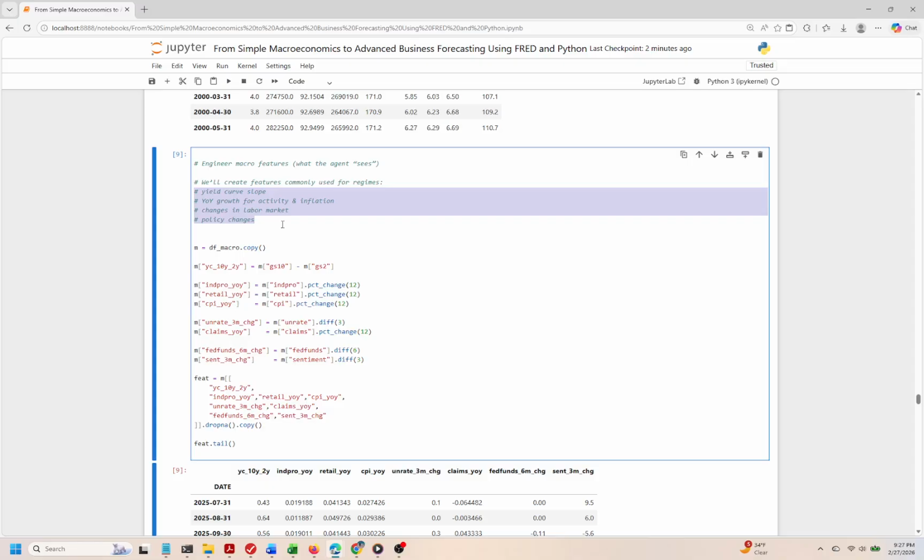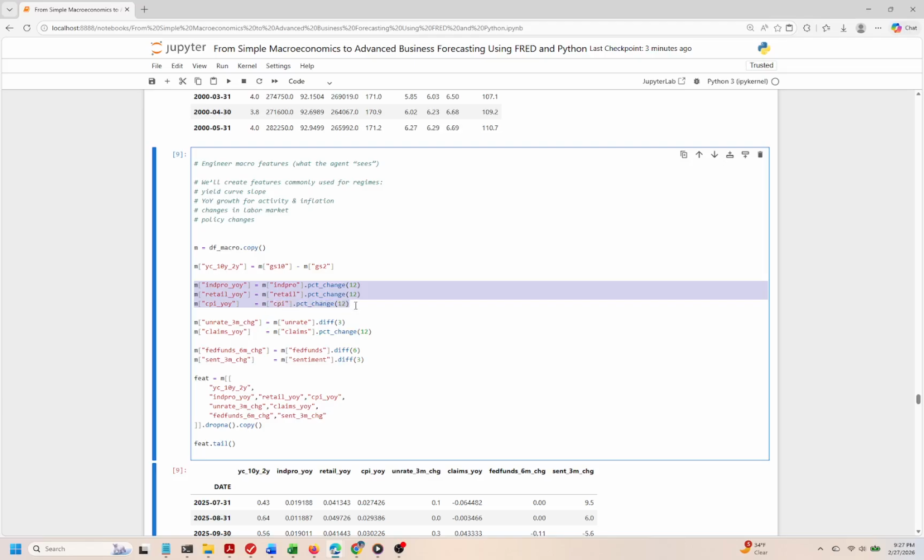The first step in our process is making a copy of the macroeconomic data frame to avoid altering the original data. From this copy, we begin by calculating the yield curve slope, represented as the difference between the 10-year and 2-year government securities rates. This measure helps us assess expectations about future economic activity, with a steeper slope often indicating growth. Next, we delve into year-over-year growth rates for several key indicators: industrial production, retail sales, and consumer price index. These metrics reflect changes in economic activity and price levels over the past year, providing a broader context of trends rather than just point-in-time snapshots.